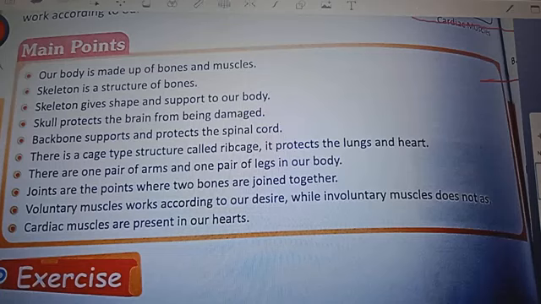So far we have discussed the skeleton and muscles. So your first chapter in EVS is completed. The next chapter we'll be discussing in our next class.